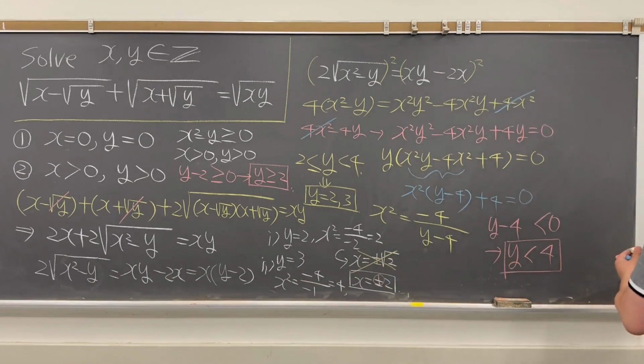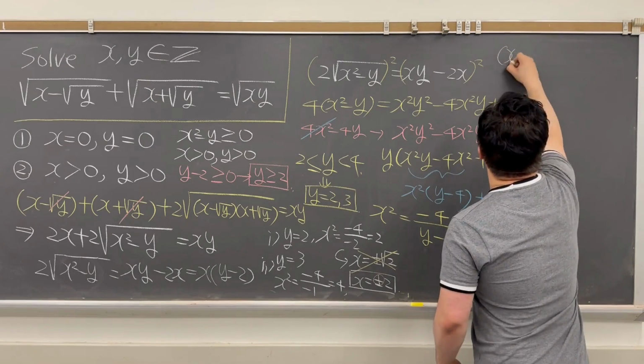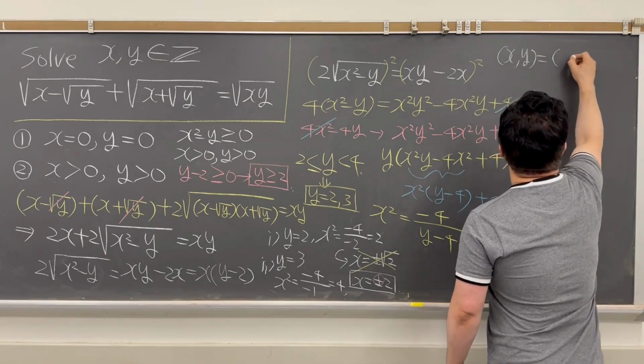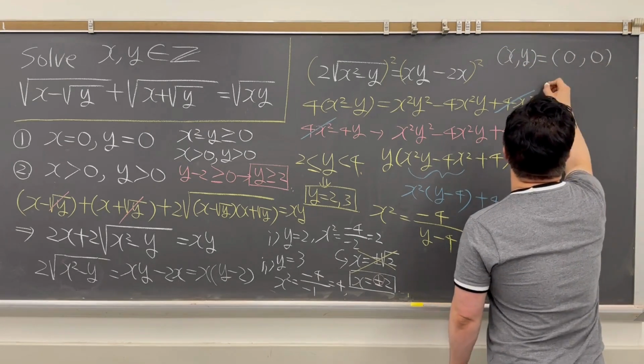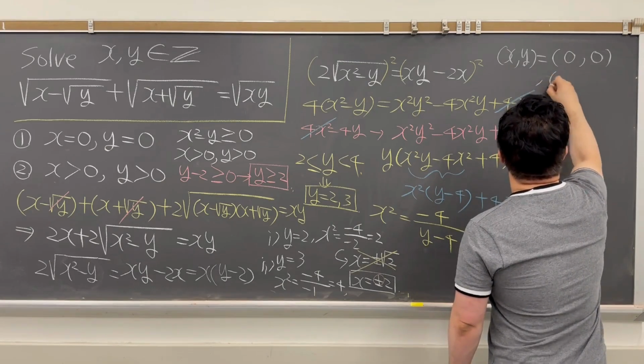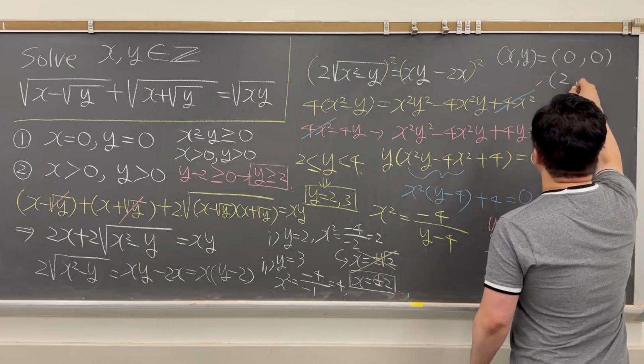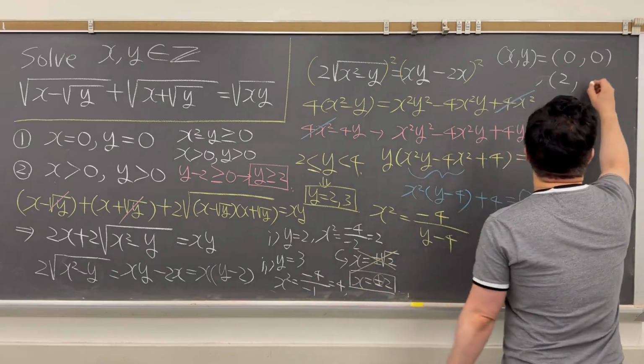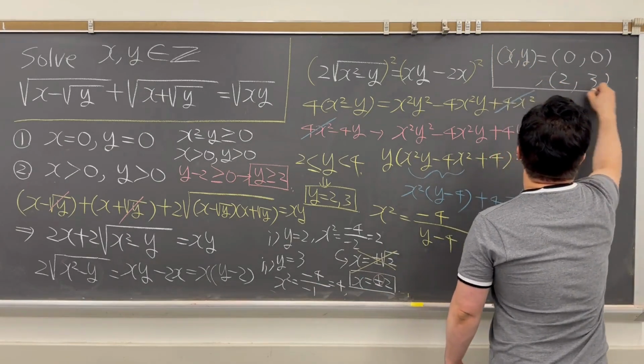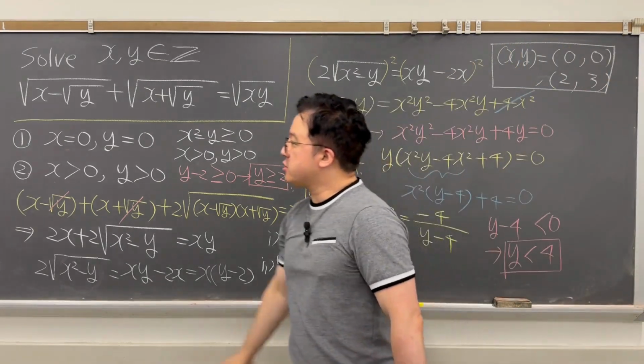So the final answer for this question is x and y are both 0, and then the second one is x equal to positive 2 and y equal to 3. That is your final solution for this question.